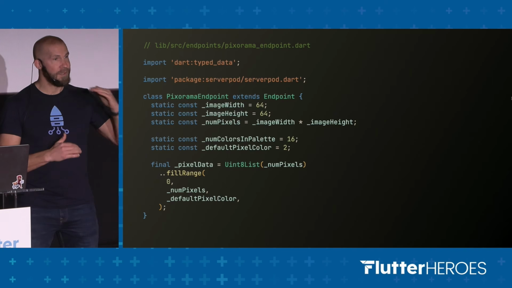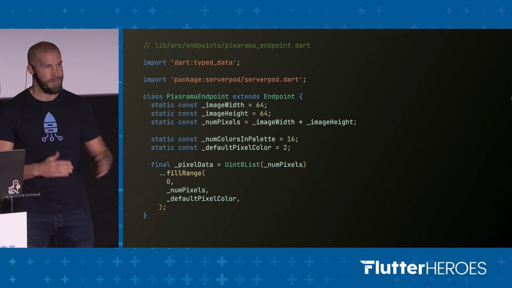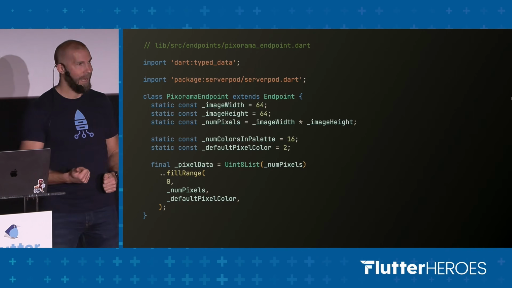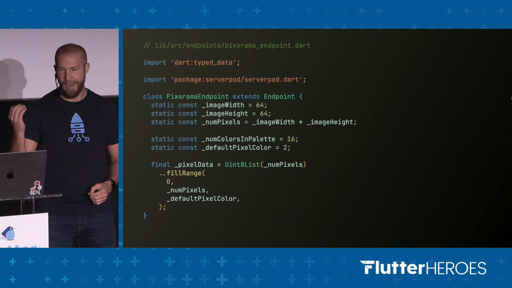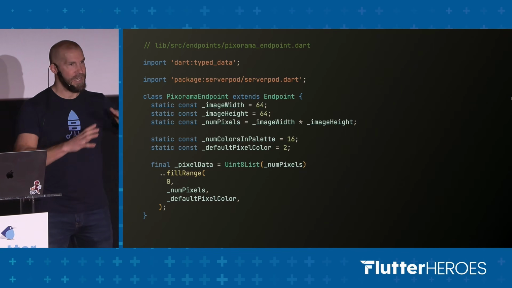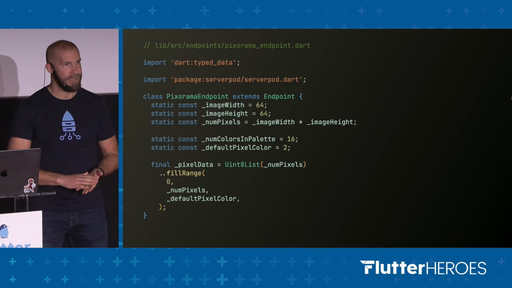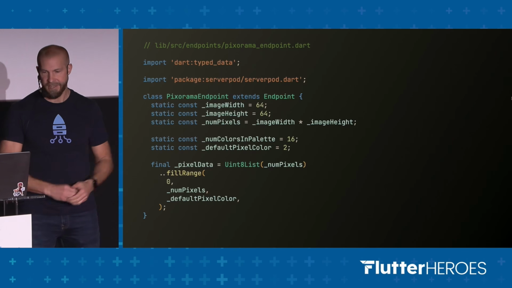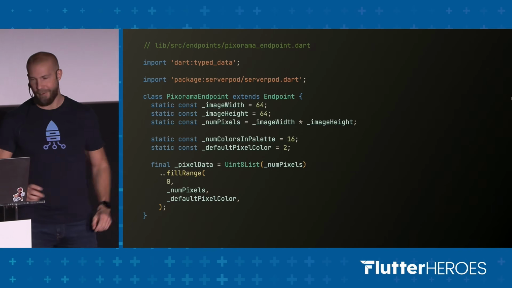We define some constants here. We have the width and height of the image, 64 by 64 pixels, which makes the number of pixels 64 by 64. We use a palette with 16 colors, and we set the default pixel color. And then we create pixel data. So that's basically the image, but just as an array of bytes. And we use a uint8 list for that. That's basically just a list of bytes, which you can access as integers. And we will fill it with the default color. So that's sort of the setup for the image.